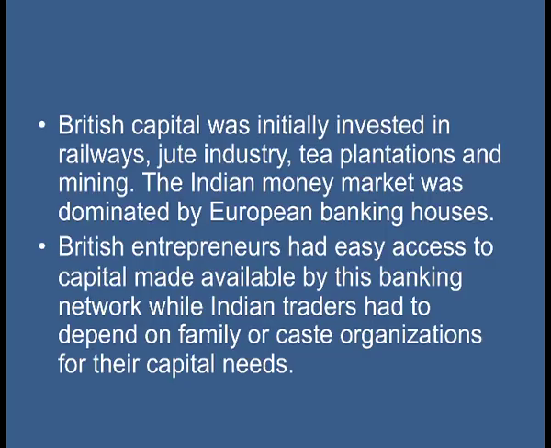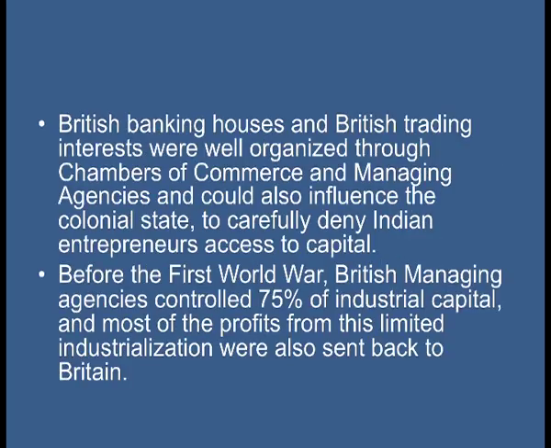British entrepreneurs had easy access to capital made available by this banking network, while Indian traders had to depend on family or caste organizations for their capital needs. British banking houses and British trading interests were well organized through chambers of commerce and managing agencies, and could also influence the colonial state to carefully deny Indian entrepreneurs access to capital. Before the First World War, British managing agencies controlled 75% of industrial capital, and most of the profits from this limited industrialization were also sent back to Britain.